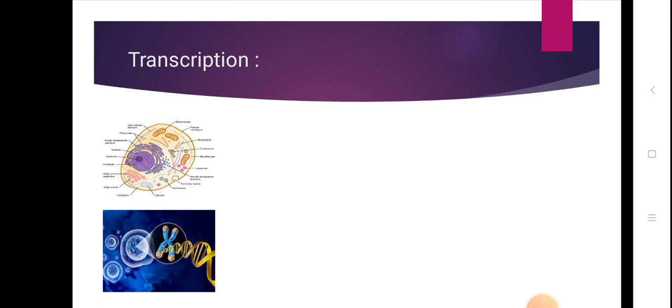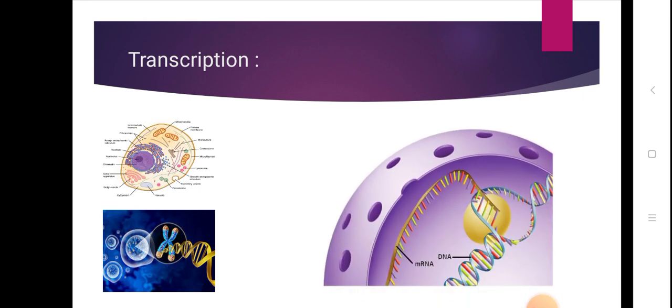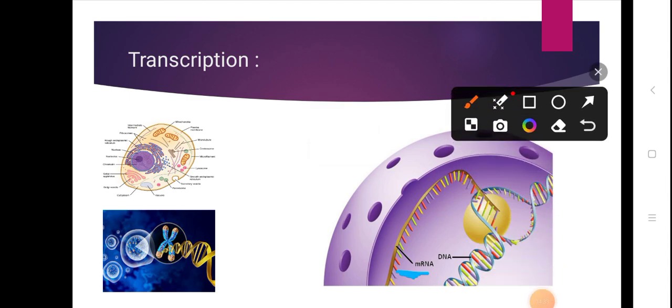After the video, as you see, this is the living cell. And here we have the nucleus, and inside the nucleus there are chromosomes that are formed from what? Formed from DNA and protein. Okay? So transcription is the process of what? Building of mRNA from a DNA molecule.